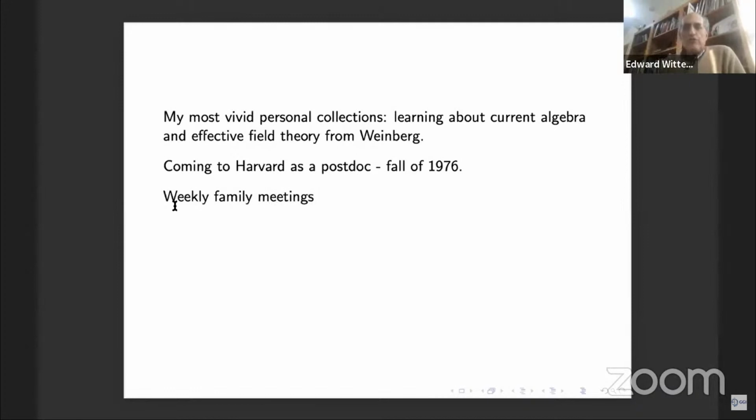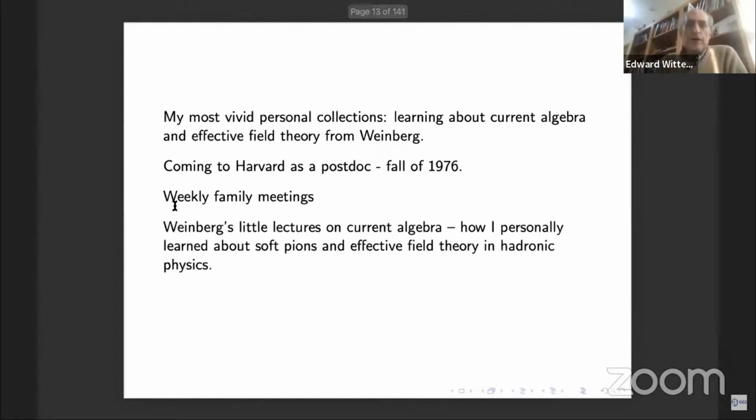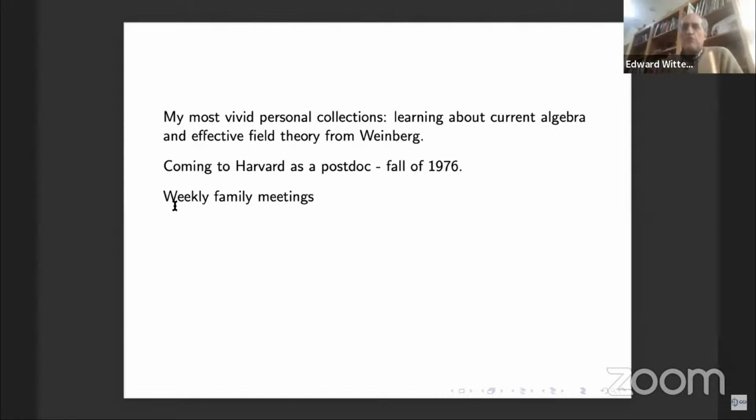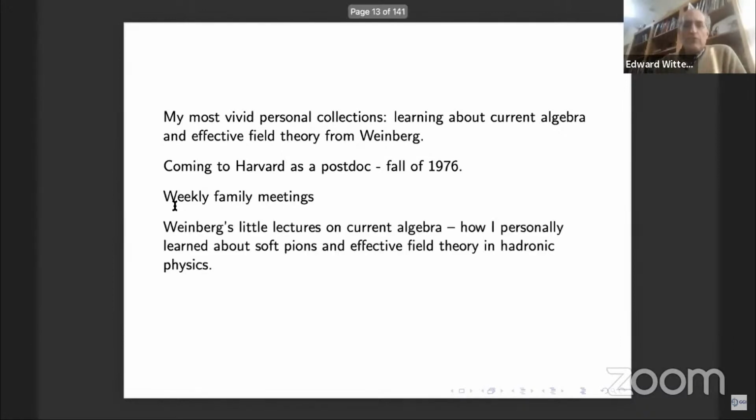When I was at Harvard, we used to have weekly family meetings. Somebody would make a presentation about something of current interest. But if something came up in those discussions that Weinberg thought other people didn't understand, he'd make a little lecture about his understanding of it. Current algebra was clearly a subject which he was dissatisfied with how well people understood it, because he would regularly give a short lecture on his understanding of current algebra.